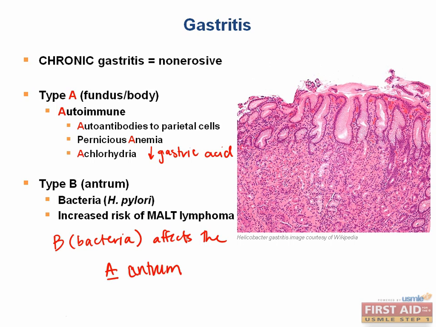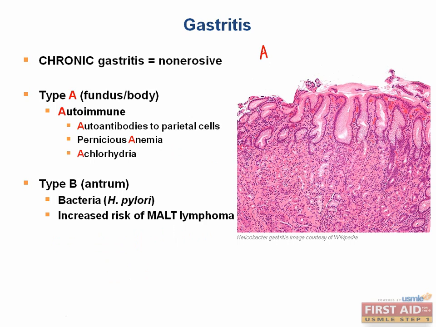Interestingly, those that go on to develop MALT lymphoma can potentially see an improvement in their symptoms and cancer if they receive antibiotic therapy to eradicate H. pylori. Imagine that. Antibiotics can help cure cancer. A mnemonic that may help you is A comes before B. Type A affects the first parts of the stomach, and type B affects the second parts of the stomach.